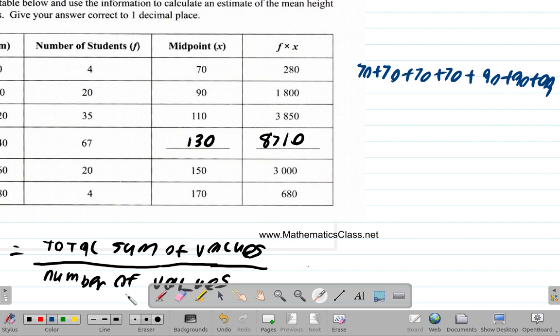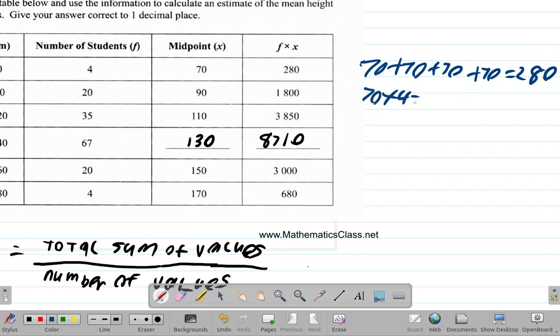Now, fortunately, you don't really need to add 150 numbers, because guess what? If you have 70 plus 70 plus 70 plus 70, 4 70s, you might as well just multiply the 70 by 4 and shorten it. Instead of saying 70 plus 70 plus 70 plus 70 equals 280, just say 70 times 4 gives you 280.